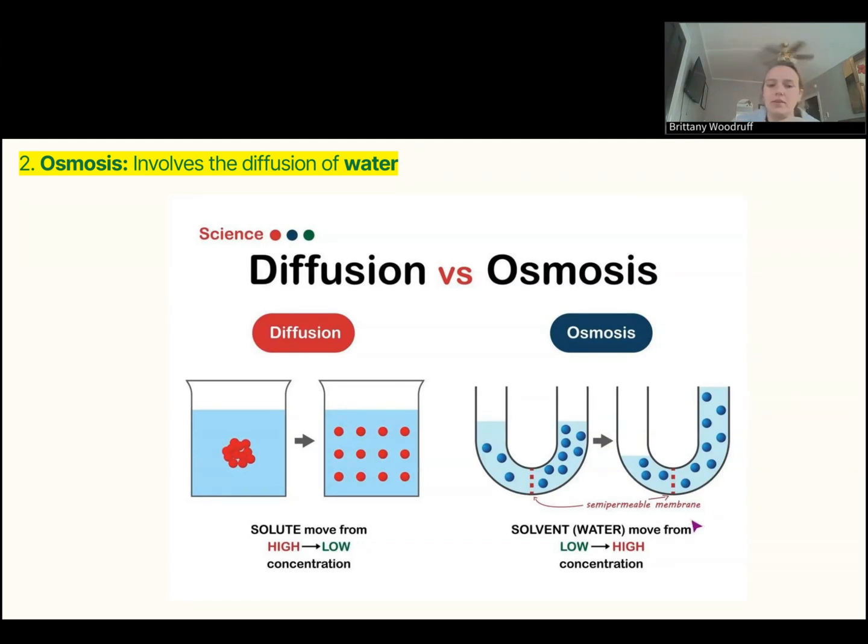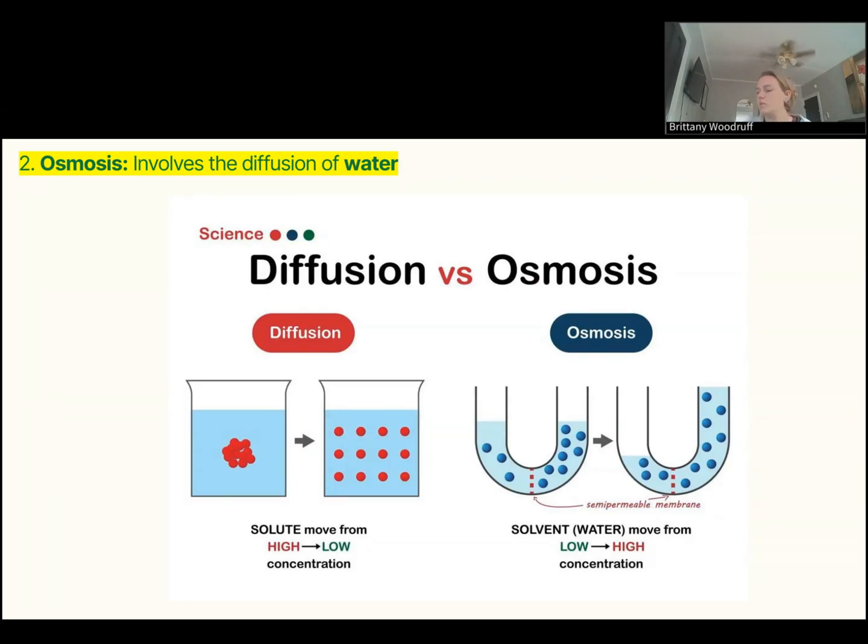Osmosis, on the other hand, is going to happen when those solutes cannot cross a membrane. So water is drawn to one side or the other. It's going to move from a low concentration to a high concentration because those solutes can't spread out. That is why we are talking about osmosis, the movement of water. So osmosis involves the movement of water from an area of low to an area of high concentration.